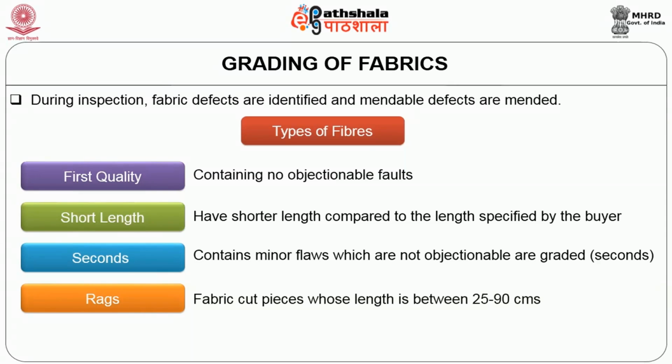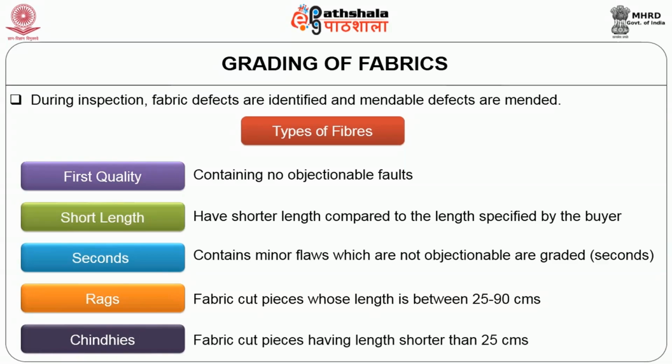The rags: fabric cut pieces whose length varies between 25 to 90 centimeters are classified as rags. And the chindis: fabric cut pieces having length shorter than 25 centimeters are called chindis.